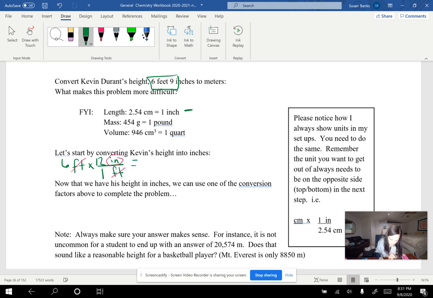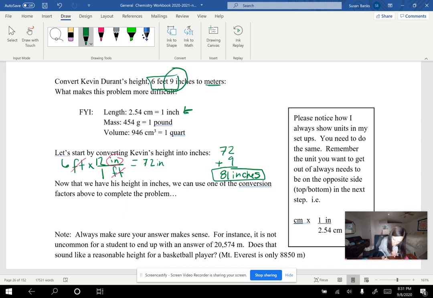Okay, so when we do this, 6 times 12 will give me 72 inches. Then I have to remember I still have 9 inches here as well. So 72 inches plus the 9 inches will give me a grand total of 81 inches for Kevin Durant's height. Now that I have that height completely in inches, I can use this conversion factor right here to get it into meters.